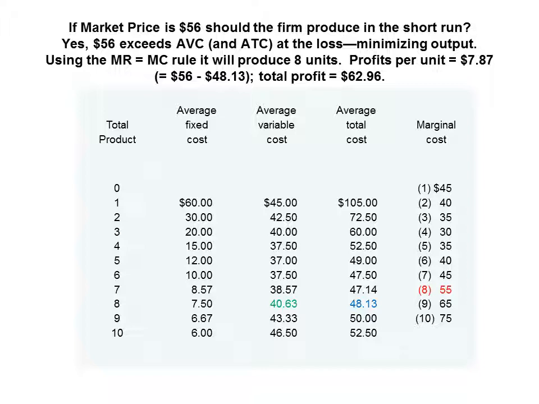So the final piece of this puzzle is, will this firm make a short-run profit or operate at a loss? And if so, how much is it? Well, this is quite simple as well. In the first, second, third, fourth column there, your average total cost column.